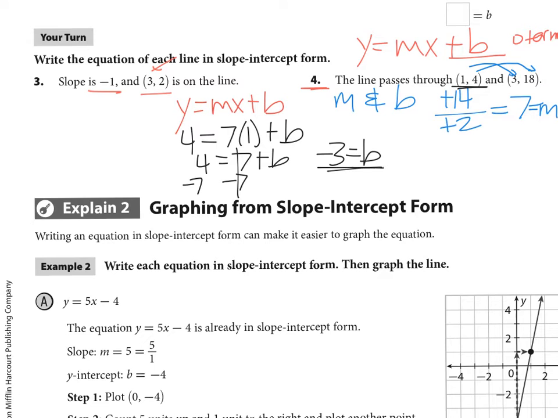So now I have my y-intercept and I have my slope. So now I can write my equation. Y equals 7x, and then it's plus b, but because this is a negative, I'm going to write minus 3. And there's your equation.